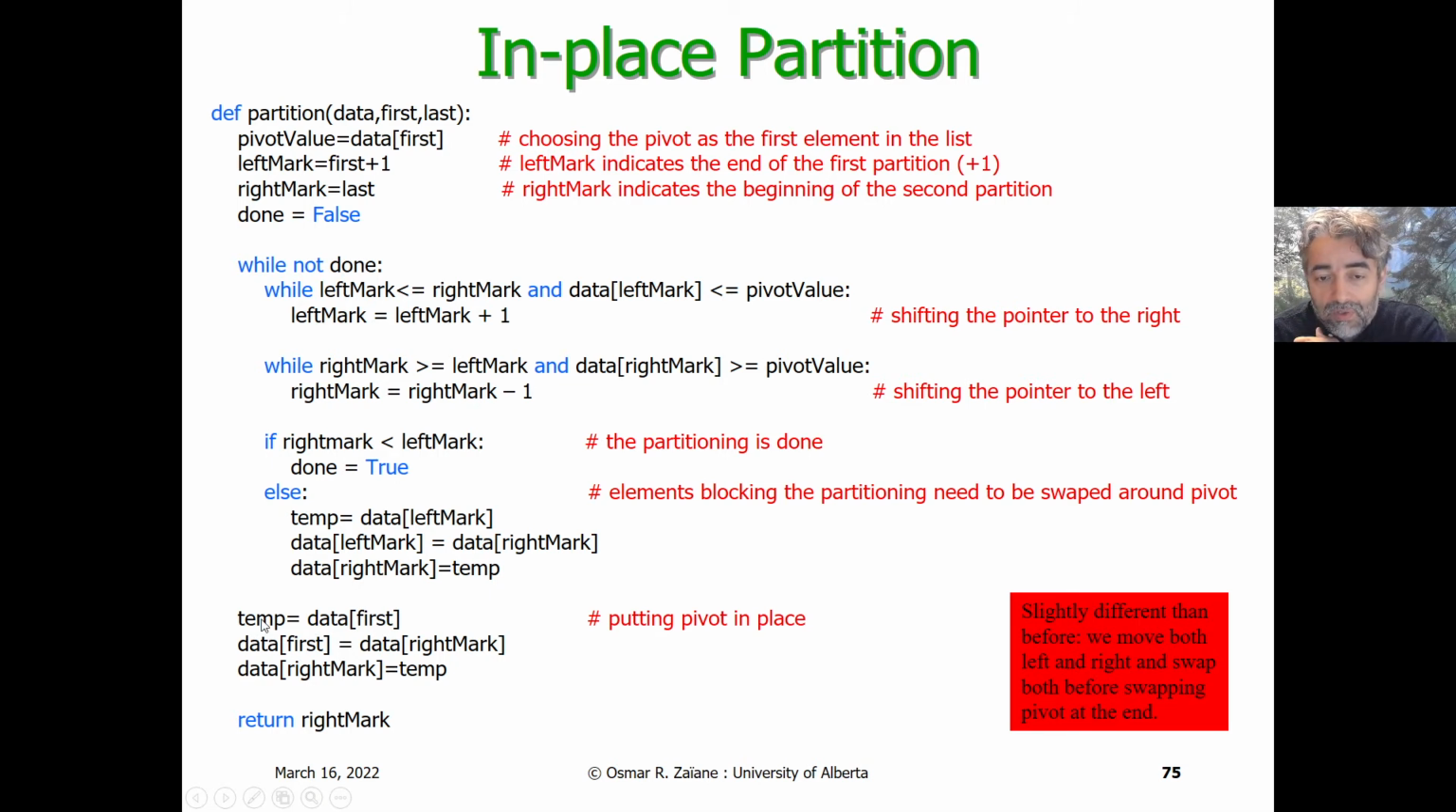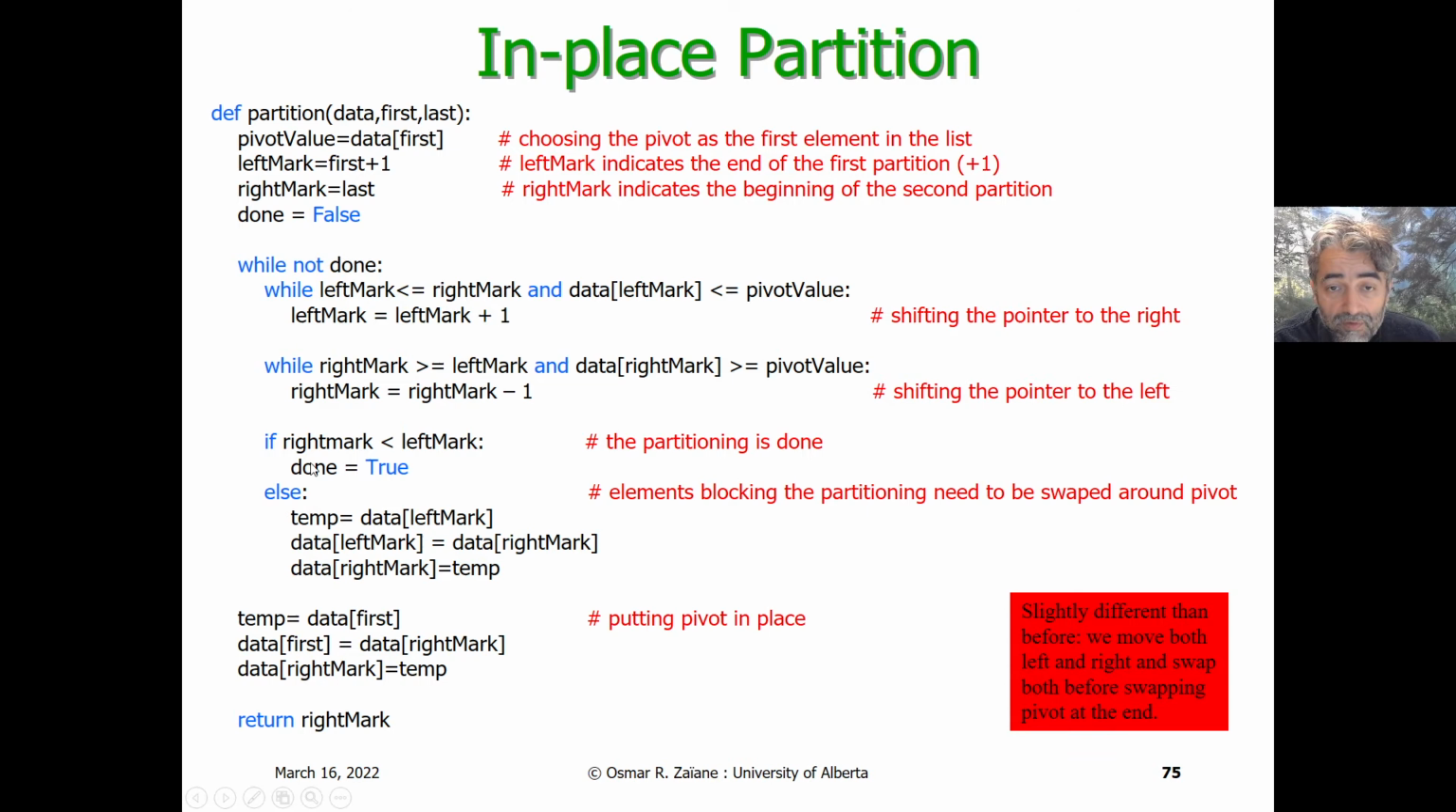Okay, so I will say, because the pivot is in position 0, temp is the pivot, the data at first. And at first I will put the one that is at right mark, and then at right mark I put the temp. This is the typical swap. And then at the end I need to return the position of where the pivot is, and the pivot I just put in the right mark, so I return right mark. Okay, so this is the partitioning.